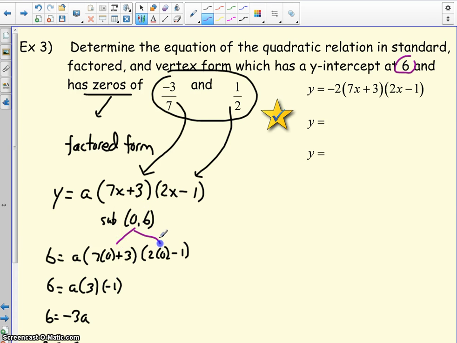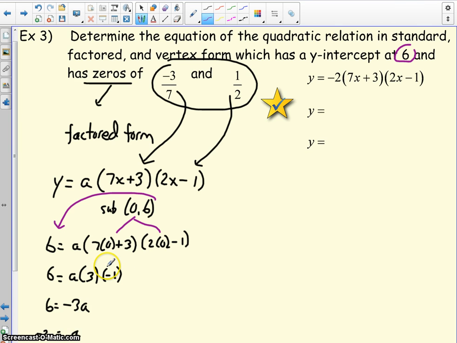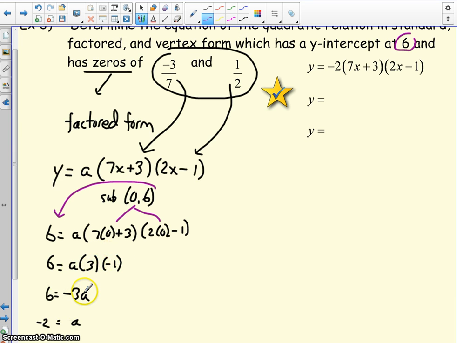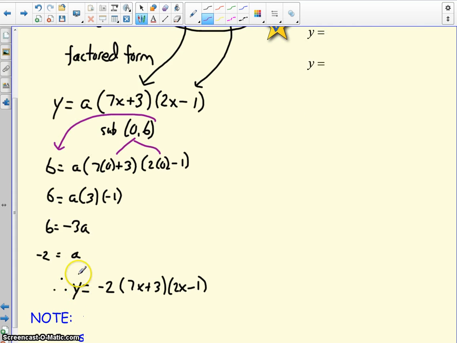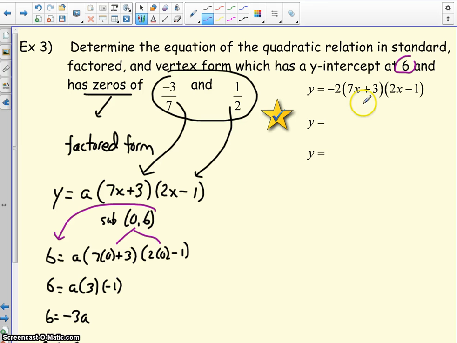Okay, let's just see where those came from. Okay, and we need to solve for a. So we simplify each bracket, each factor, continue with the algebra, solve for a. We wind up with an equation in factored form right there. Okay, so that's a good start.